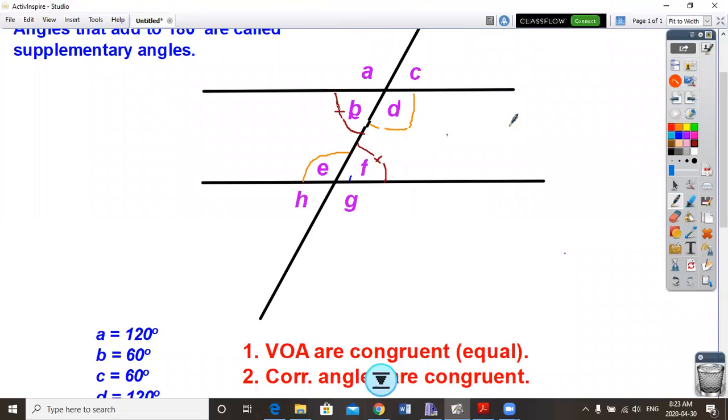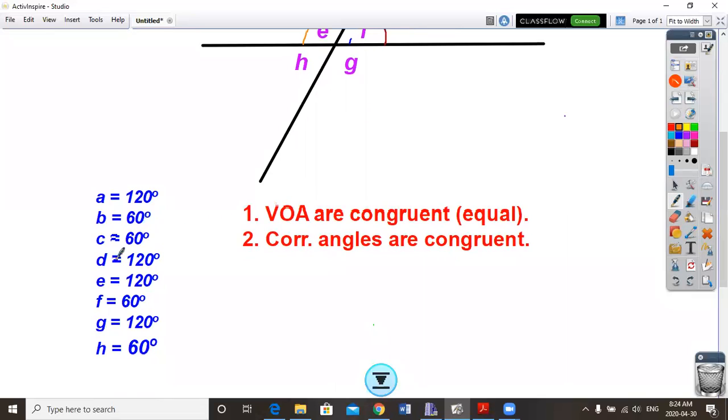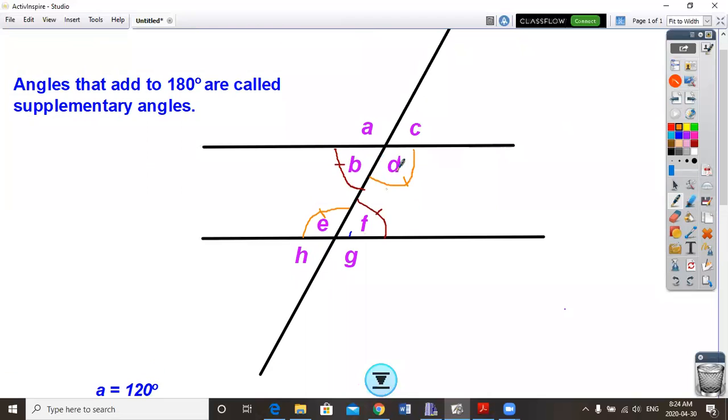So alternate interior angles are equal to each other, and therefore congruent. It's also interesting to note that the two interior angles on the same side of the transversal, so D and F and B and E. D and F, D is 120, F is 60, they add up to 180. And B and E, 60 and 120. So interior angles on the same side of the transversal are supplementary. So that's a little side note there.